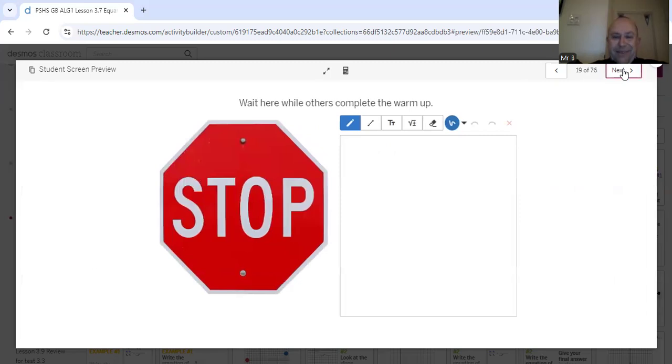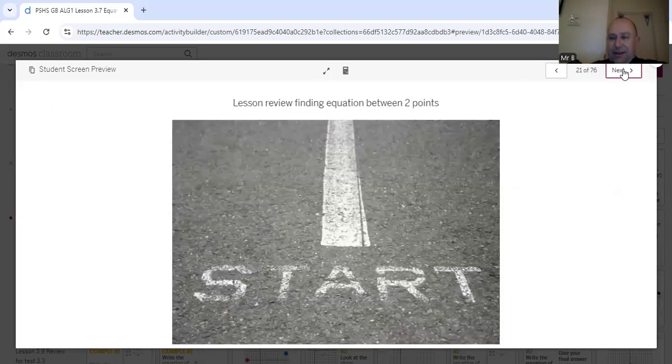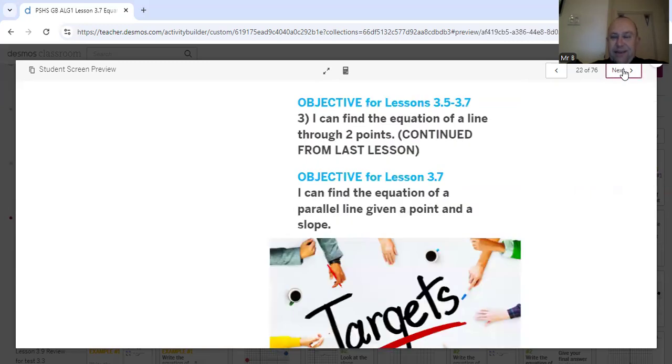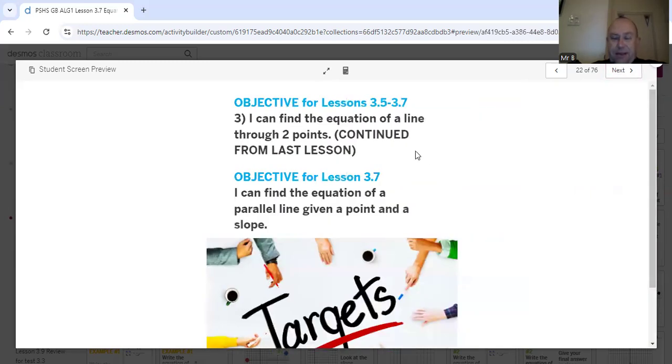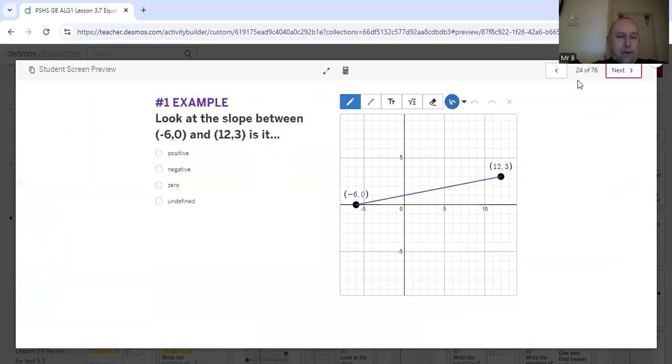That's a little activity for after we finished, so we're going to move on from that one there. And all the answers were there if you needed to see them. Now, we are going to keep building on this objective, finding the equation of a line that passes through 2 points. So we started it last lesson, but we're going to keep going with it today. And most importantly for today, we're going to find the equation of a parallel line given a point and a slope. So reviewing the equation between 2 points.